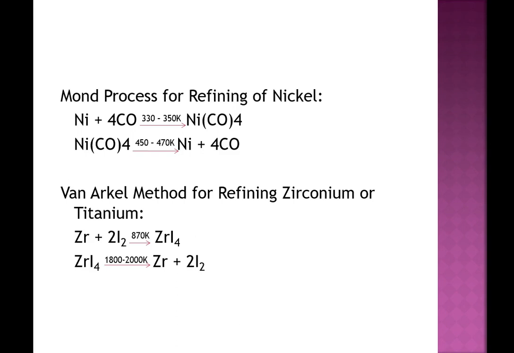Van Arkel method is used for the refining of zirconium or titanium. In this method, the crude metal is heated in an evacuated vessel with iodine at 870 Kelvin to form a volatile metal iodide. This metal iodide is decomposed on a tungsten filament which is heated electrically to about 1800 Kelvin. The pure metal is thus deposited on the filament.